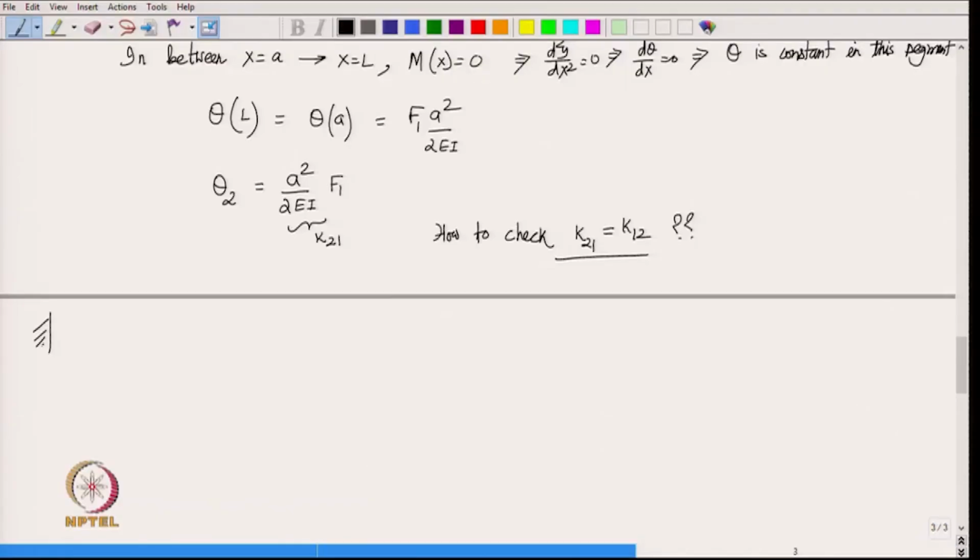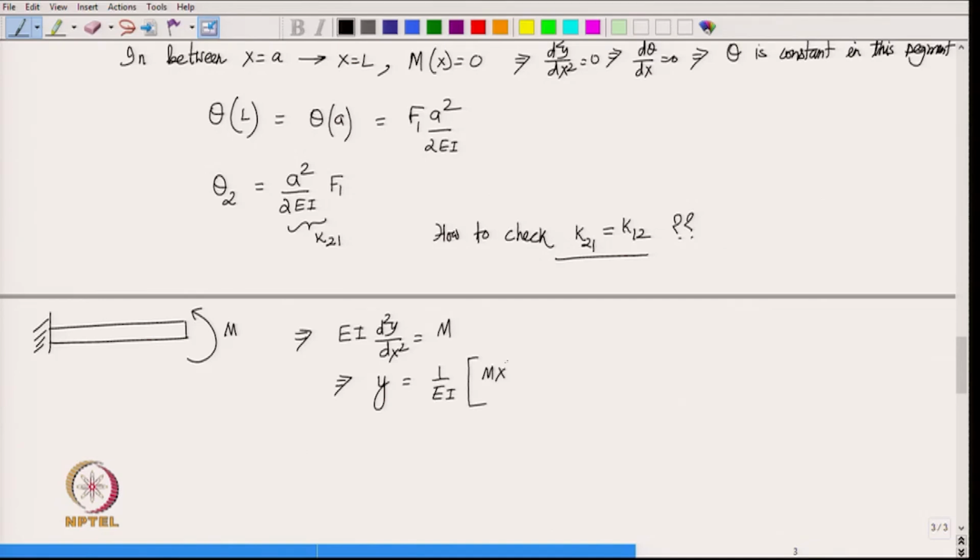So, let us think of the beam, and we are applying a bending moment M at the end, and so here the bending moment will be constant all along, because it is the case of pure bending. So, that means E I d2y by dx2 is equal to M. So, deflection y is then 1 over E I into M x square by 2 plus C1 x plus C2, right, and then you apply the clamped boundary condition that at x equal to 0 deflection is 0 and rotation is also 0. That would mean that C1 and C2 are both 0.